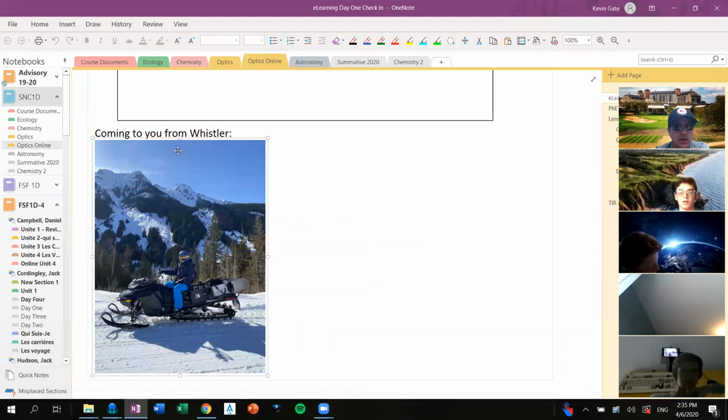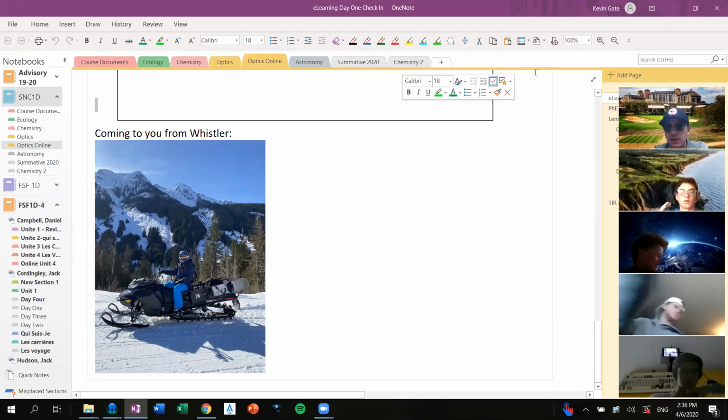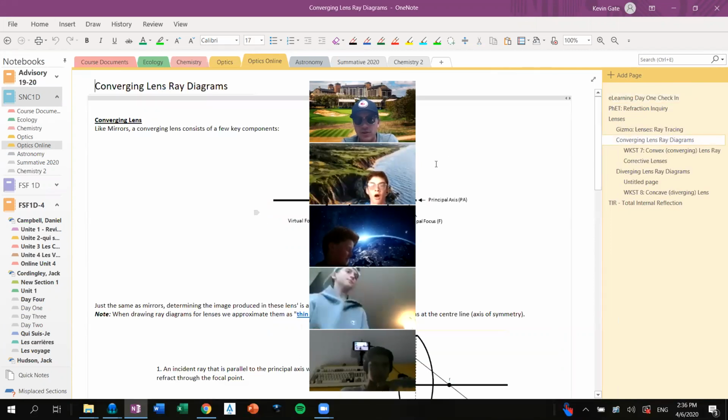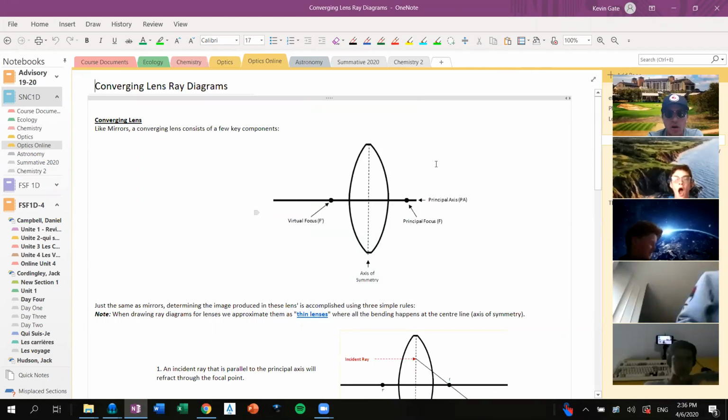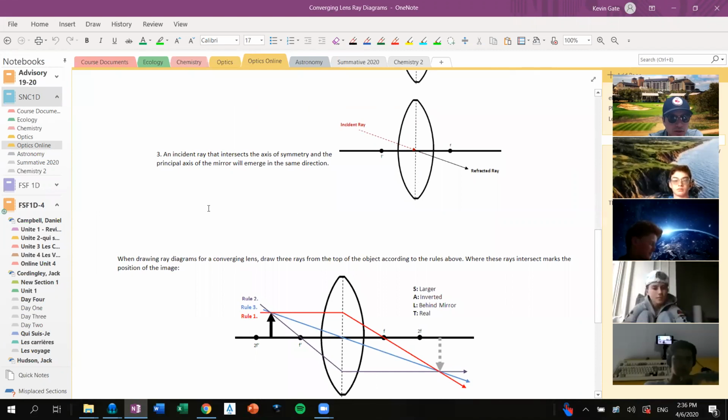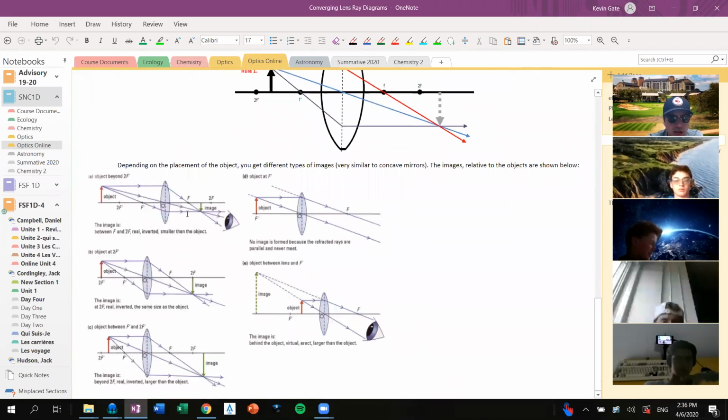So when you downloaded lenses, I'm just going to move you guys around my screen here so that I can access things. Converging lenses ray diagrams. So the Edpuzzle will explain all of this in depth, but what you guys need to know is you need to know the general rules and locations. Now, as mentioned previously, there is an error in the Edpuzzle.